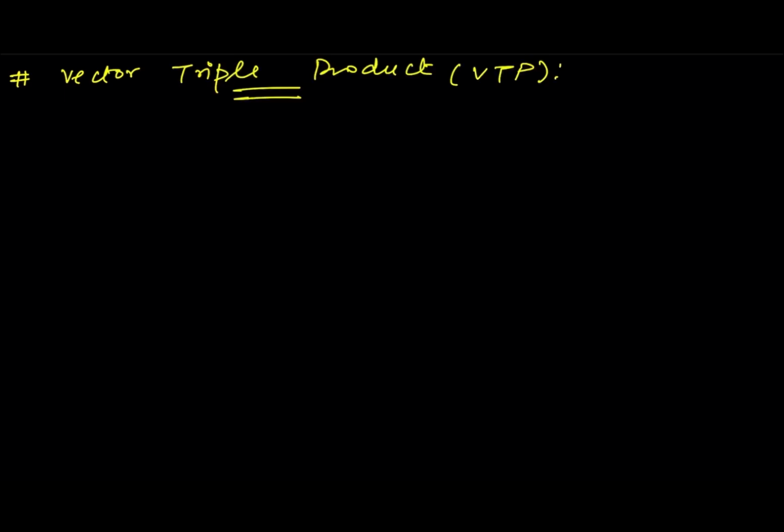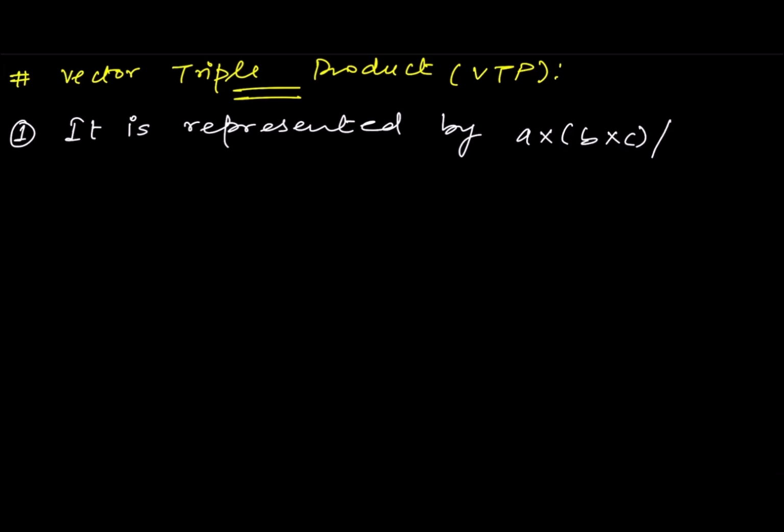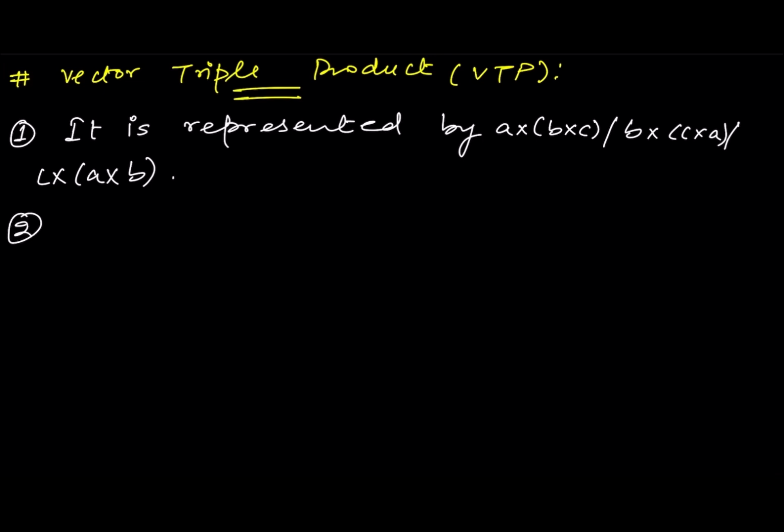So in this, we will write point wise. Point number 1, it is represented by A cross B cross C or B cross C cross A or C cross A cross B, assuming A, B and C are given vectors. Now, so there are three vectors, then their vector triple product may be defined like this, okay?